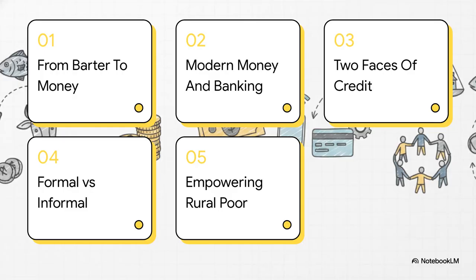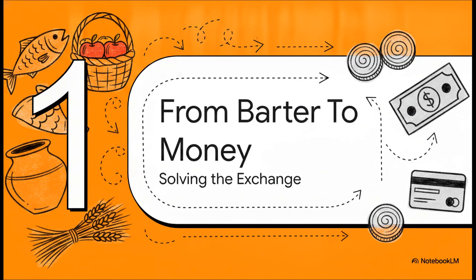Here's our roadmap for today. We'll start with the shift from barter to money, then look at modern money in banking. After that, we'll examine the two faces of credit, compare formal versus informal lenders, and finally, look at empowering the rural poor. All right, part 1, from barter to money, and how we solved the exchange problem.